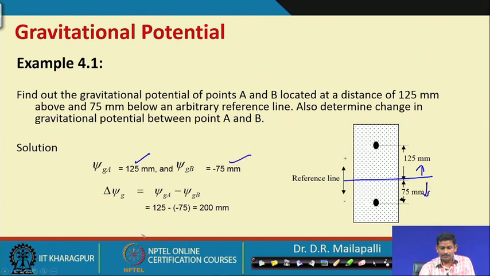Now what is the difference? We also determine the change. The change is psi G A minus psi G B, so 125 minus of minus 75, total 200 mm, is the change in gravitational potential. With reference to this point, the change in gravitational potential from A to B is 200 mm.